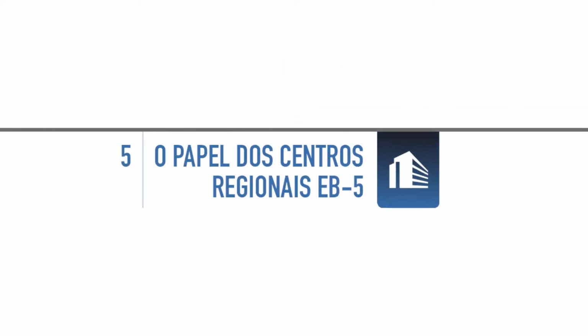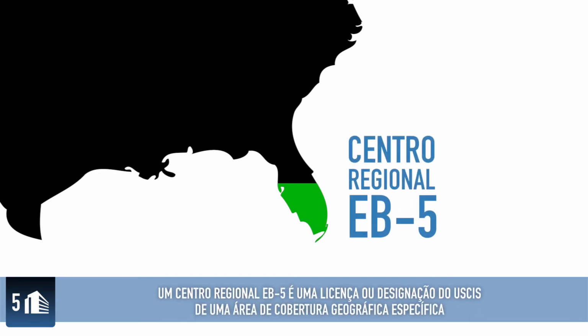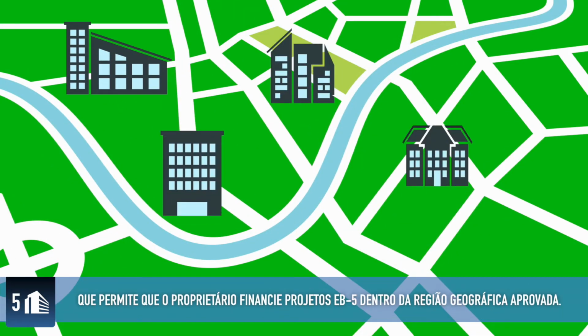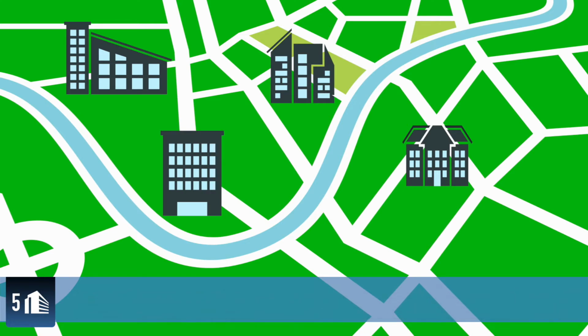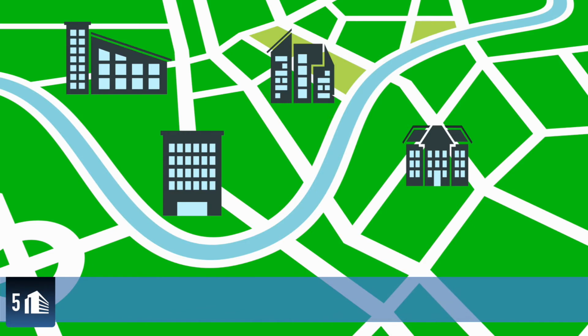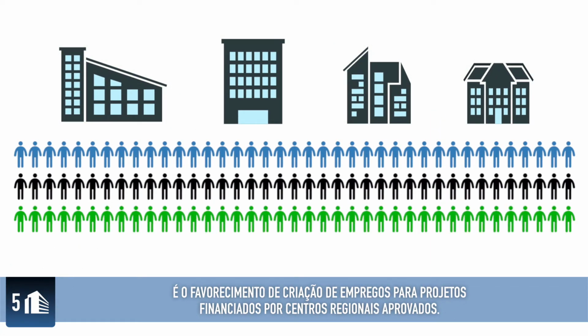Role of EB5 regional centers. First, we will cover regional centers. An EB5 regional center is a USCIS designation or license for a specific geographic coverage area that allows the holder to sponsor EB5 projects within the approved geographic region. The primary reason most EB5 projects are structured as regional center investments is due to the favorable treatment of job creation for projects sponsored by approved regional centers.